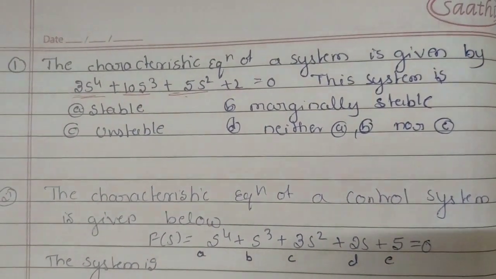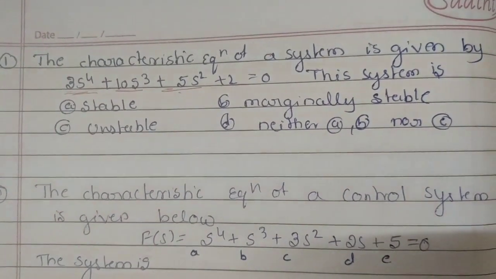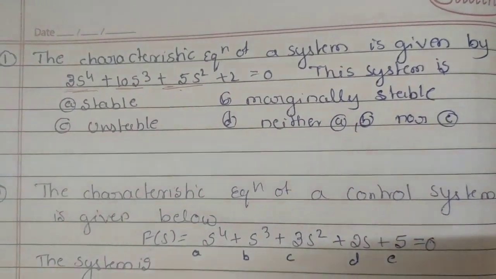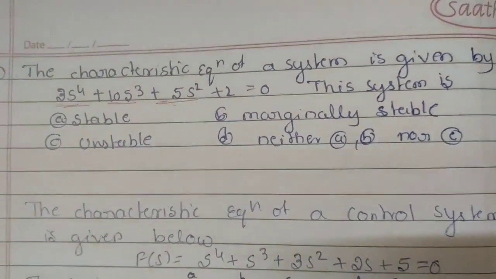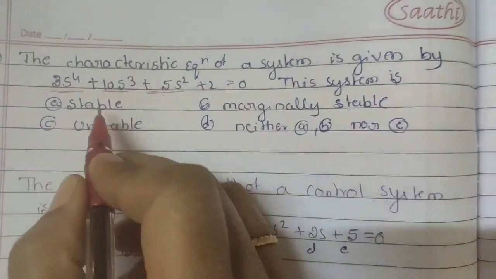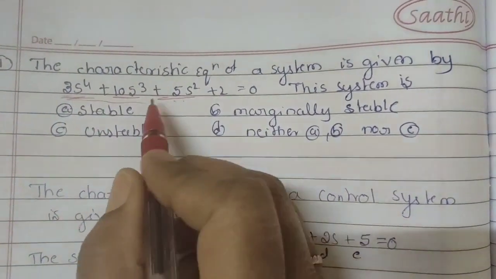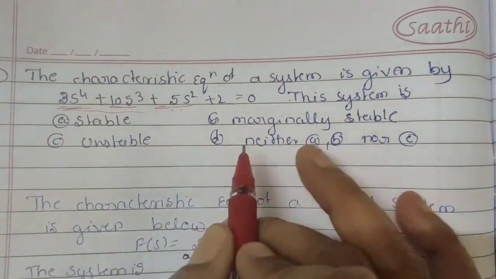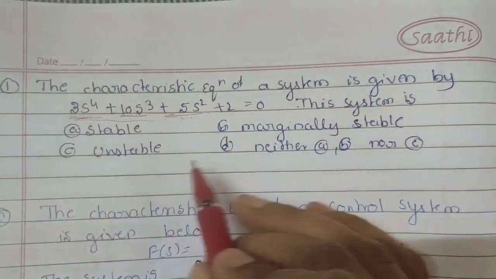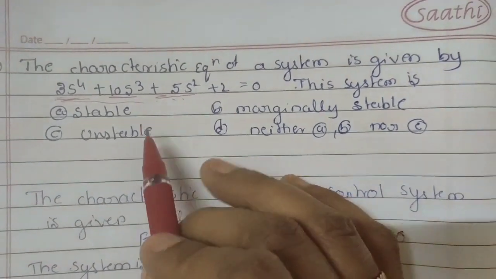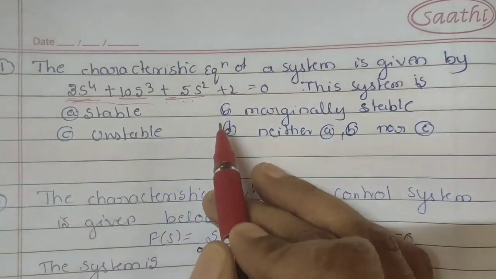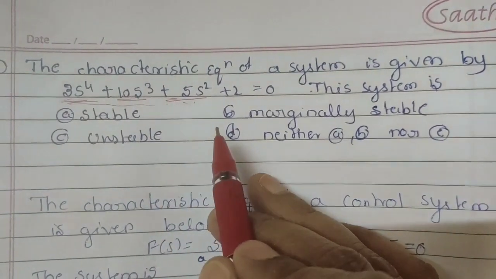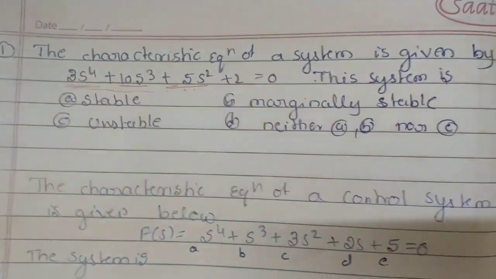Hello friends, today's topic is concepts of stability in the control system subject. The first question I have taken is: the characteristic equation of a system is given by this. So this is the characteristic equation. Is this system stable, marginally stable, or unstable, or neither A, B nor C? What they have asked in this question is whether the system is stable, marginally stable, or unstable. Before answering this question, let us see some basic concepts.